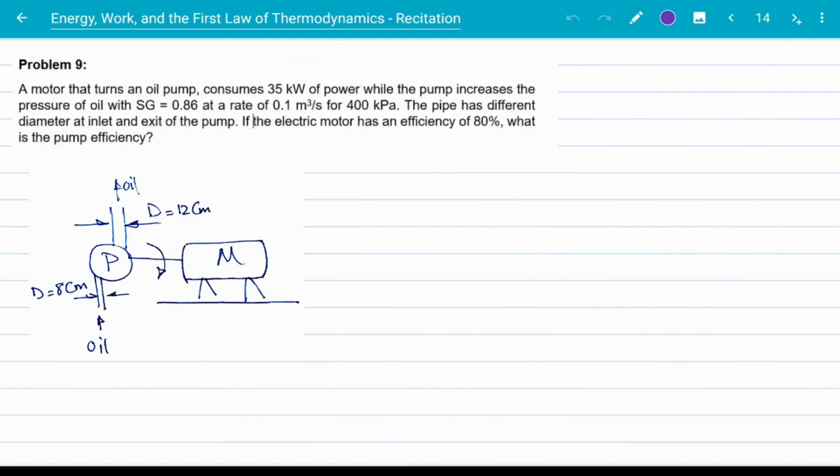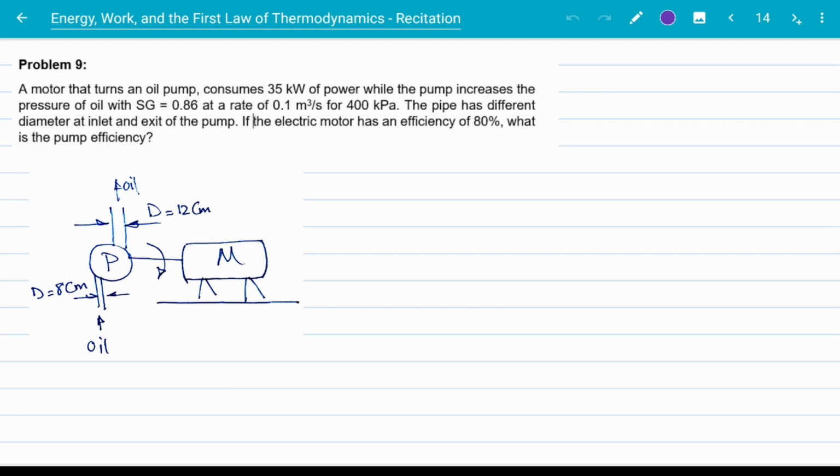Okay, so here we are at our final problem. This is the most challenging one yet. We have a motor that is powering a pump, which is pumping oil at a rate of 0.1 meters cubed per second. And the pressure rise through the pump is 400 kilopascals. And we are looking for the efficiency of the pump. Okay, so let's get to it.